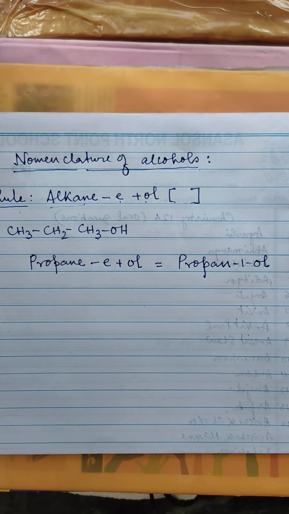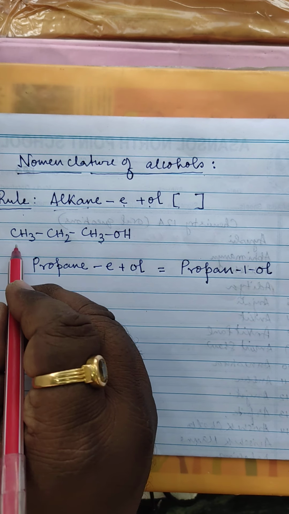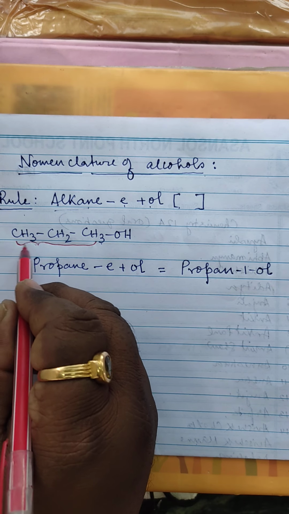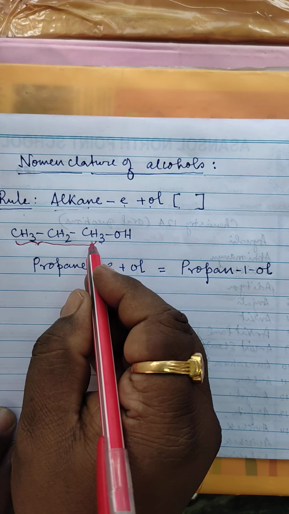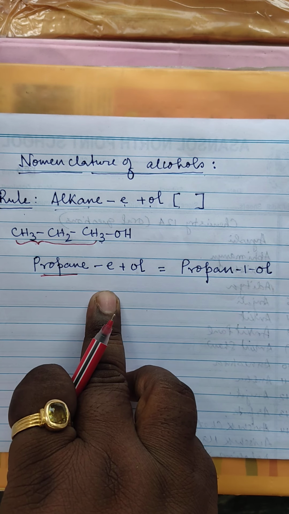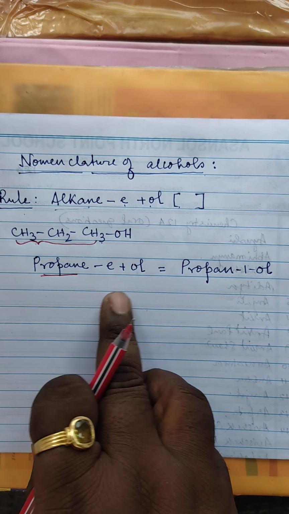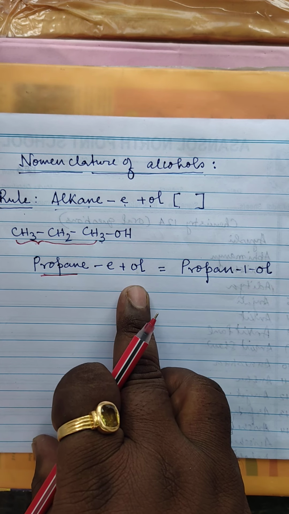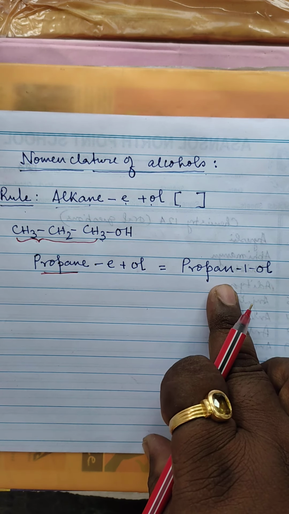It is called 1-ol because the location of OH is in the first position. I am explaining it once again. First of all, we need to identify the number of carbon. As there are 3 carbon, the name of the hydrocarbon is propane, minus E. After that, we are adding OL, because it is an alcohol. So, the name of the compound becomes propan 1-ol.